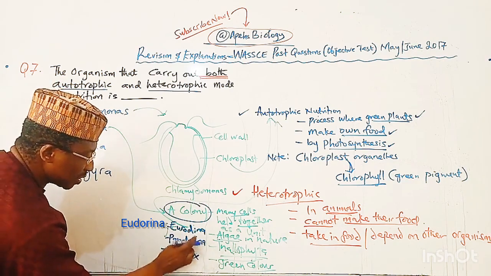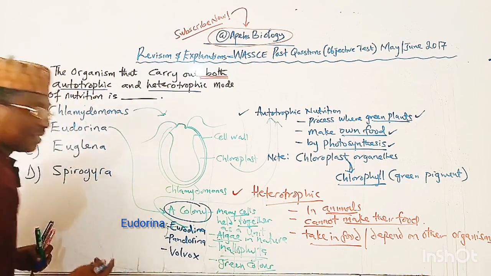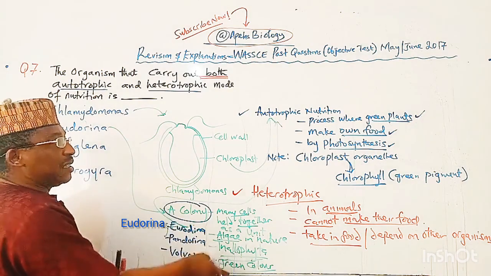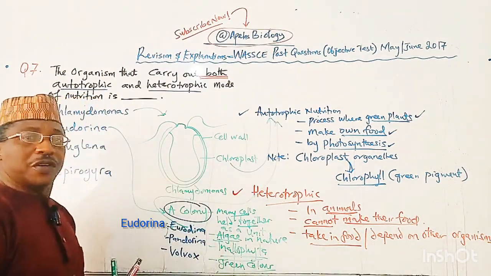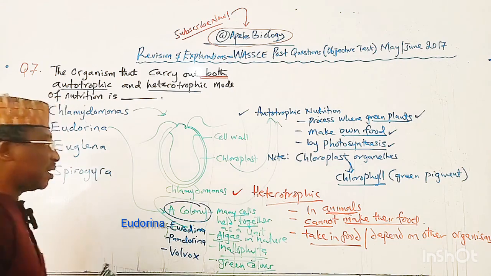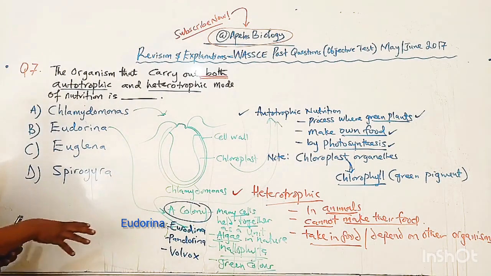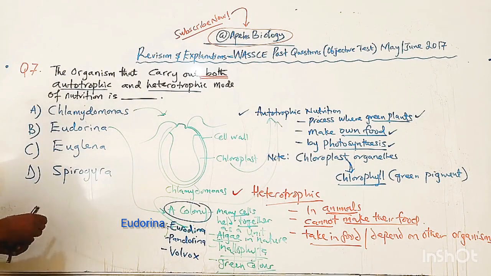All these organisms, you see, they are algae. They exist as colony. Definitely, because they are algae, they carry out autotrophic nutrition. I hope we are getting it. Our target is to understand and interpret other questions that can lead to this. Now, the next one is Euglena.